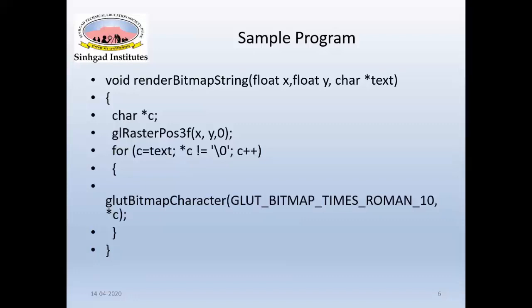Then we are going to call this inbuilt method, that is glutBitmapCharacter, which uses a rendering method for rendering that particular character, that is bitmap. So GLUT_BITMAP_TIMES_ROMAN is the font and size in which we are going to print the characters stored inside the character pointer c.